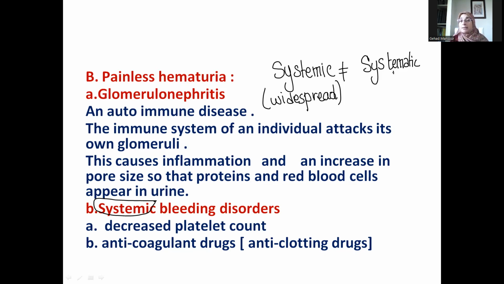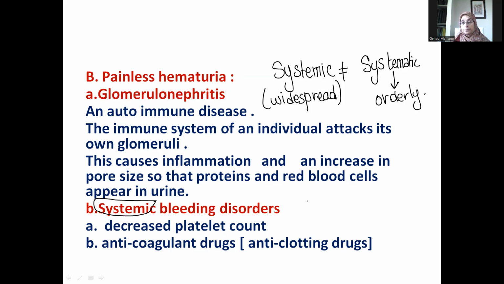But when we say systematic, we mean in an orderly manner or in an organized manner. For example, in medicine, we have to examine the patient in a systematic way, meaning that we have to follow a certain order during examination of the patient or during taking the history. So when we say systemic bleeding disorder, we mean bleeding that affects many parts of the body.